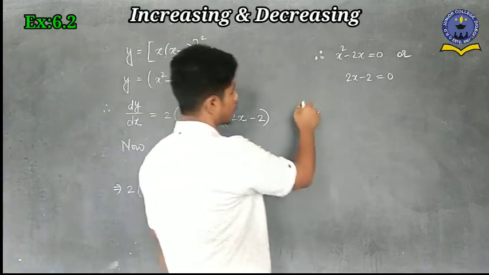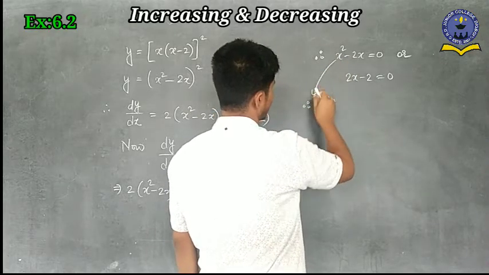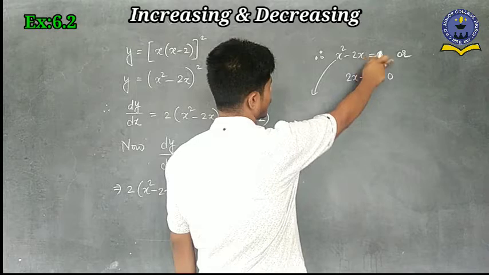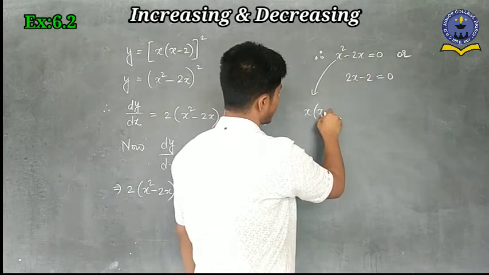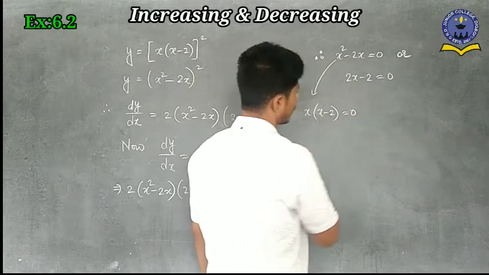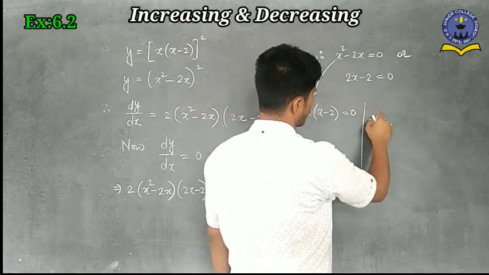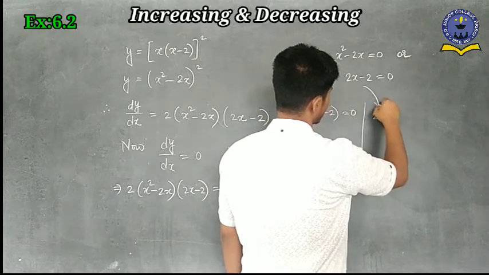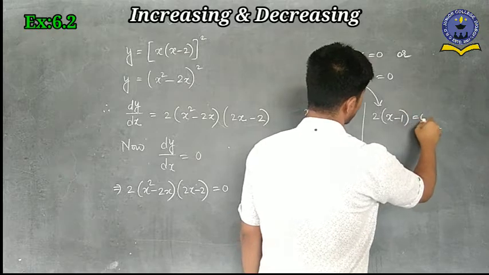So now if you see the first one, what do we get? x square minus twice x equal to 0. So from here, if we take x common, then here remains x minus 2 equals to 0, isn't it? Or in the second part, what is common? 2 is common. So what you have to write here? x minus 1 equals to 0.